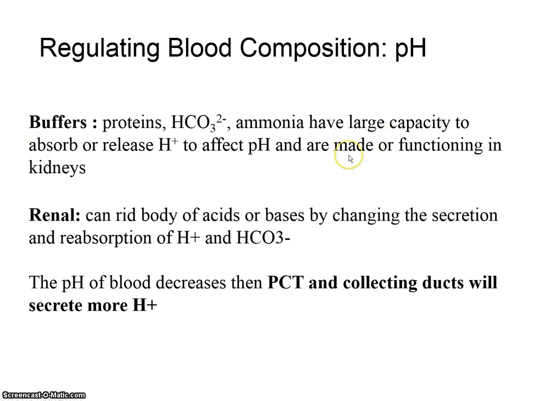I said we talked about the example of cells in the proximal convoluted tubules that can make bicarbonate, right? So renally, the kidneys can rid the body of acids or bases by changing the secretion and reabsorption, principally of hydrogen ions and bicarbonate ions. Here's our scenario: if the pH of blood decreases, then the proximal convoluted tubule and collecting ducts will secrete more hydrogen. So if your blood pH is dropping, the best thing to do is pee away more of the strong acids. So secretion will increase in this scenario.